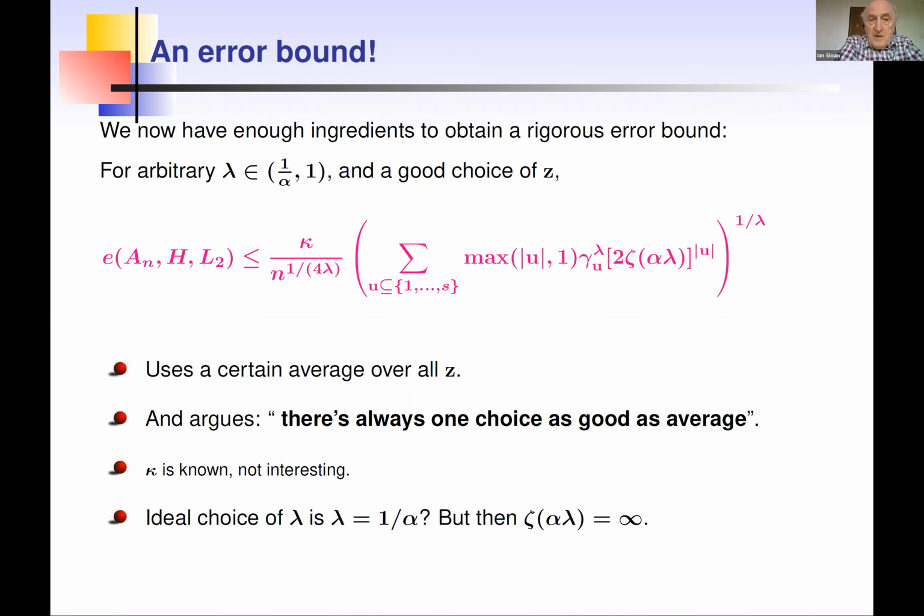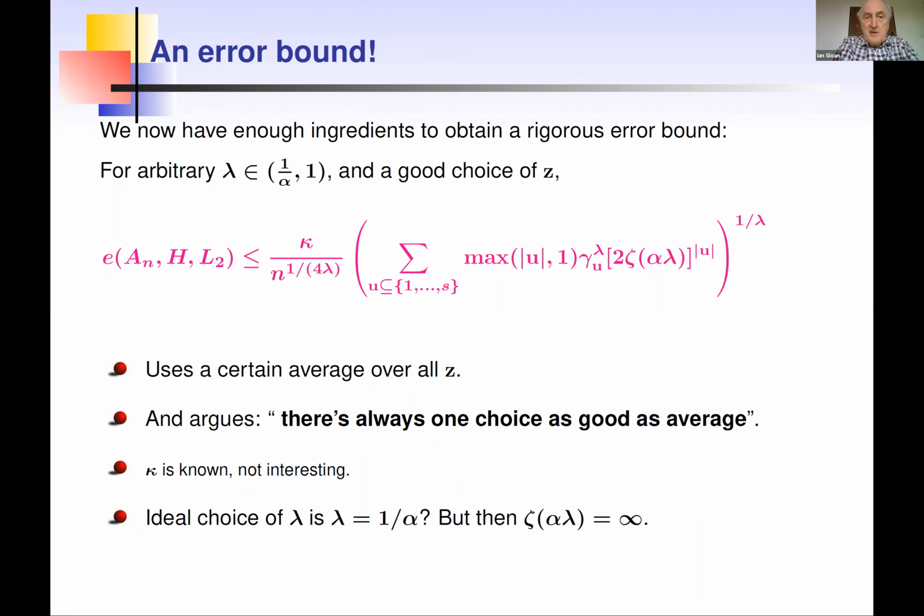But then how do you find a good Z? How do you know what's a good Z? Well, we use an averaging argument. This expression uses a certain average over all Z. And this lovely argument is so useful: there's always one choice that's as good as average. So if you minimize this right-hand side, you will get a good Z.